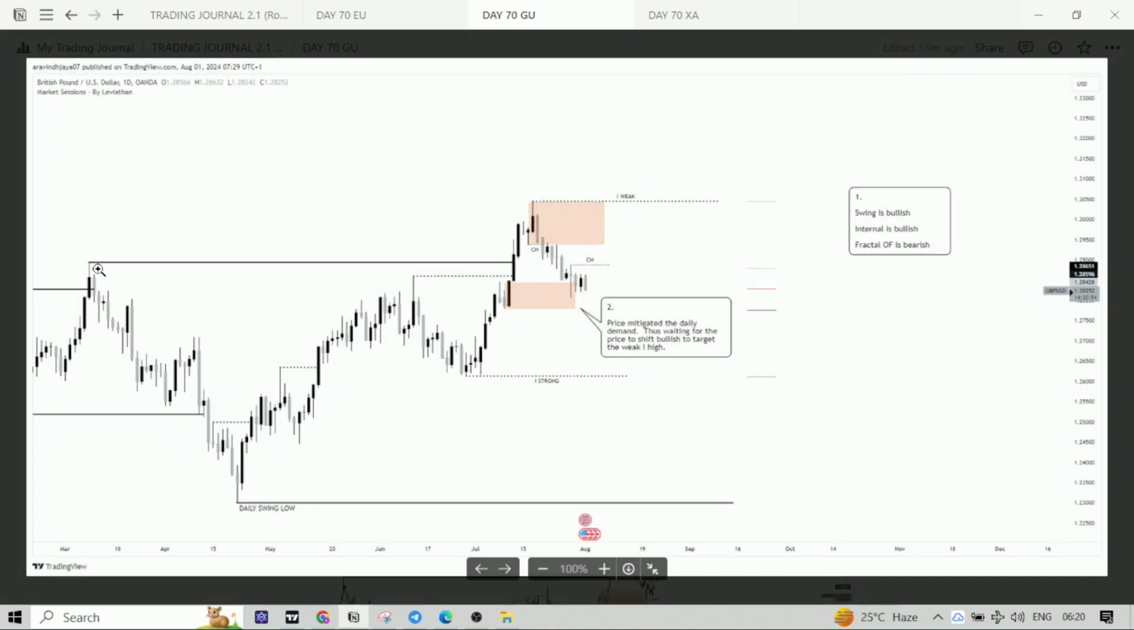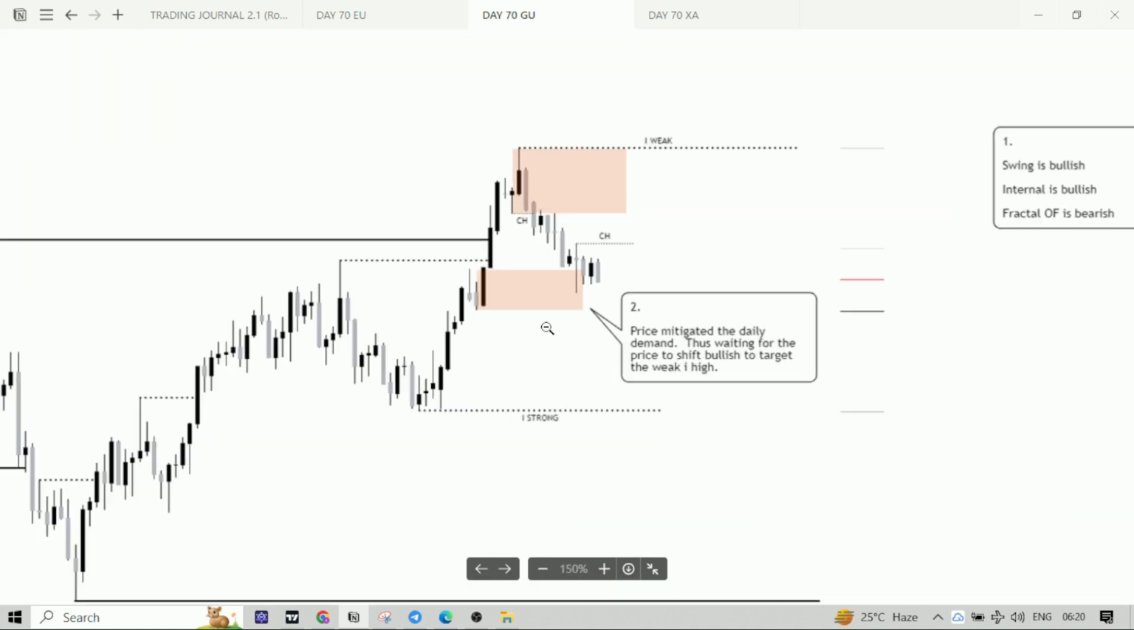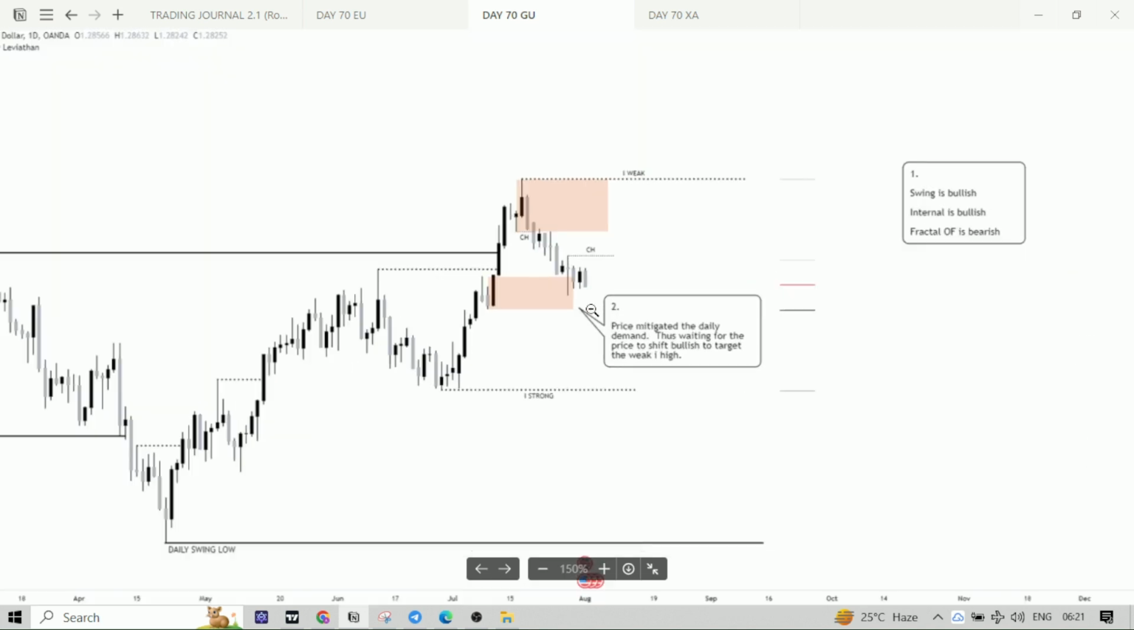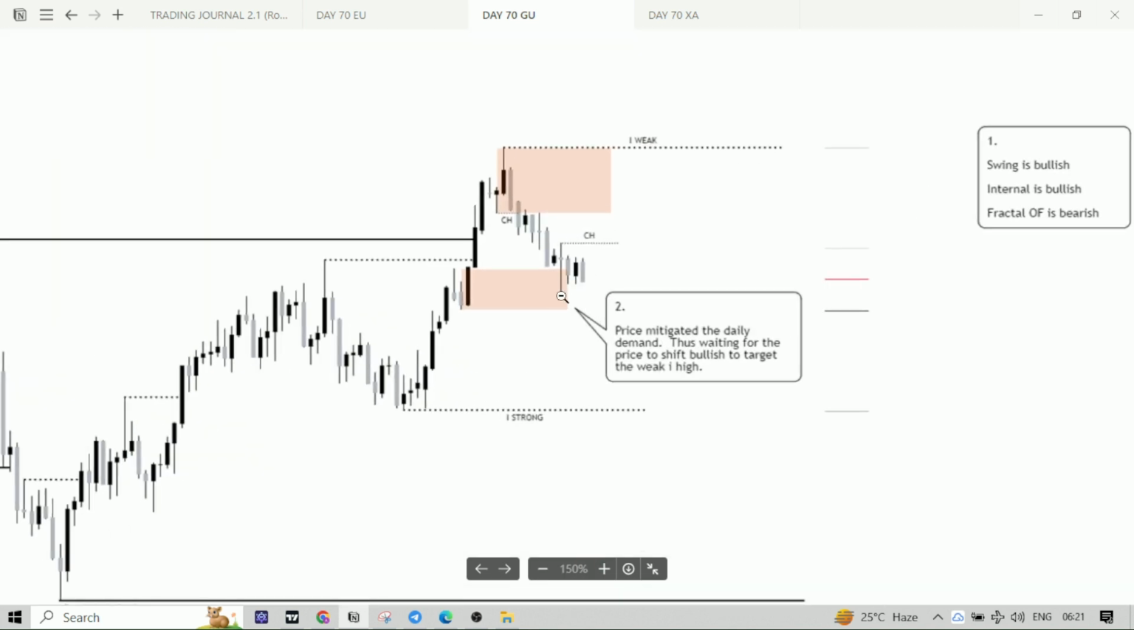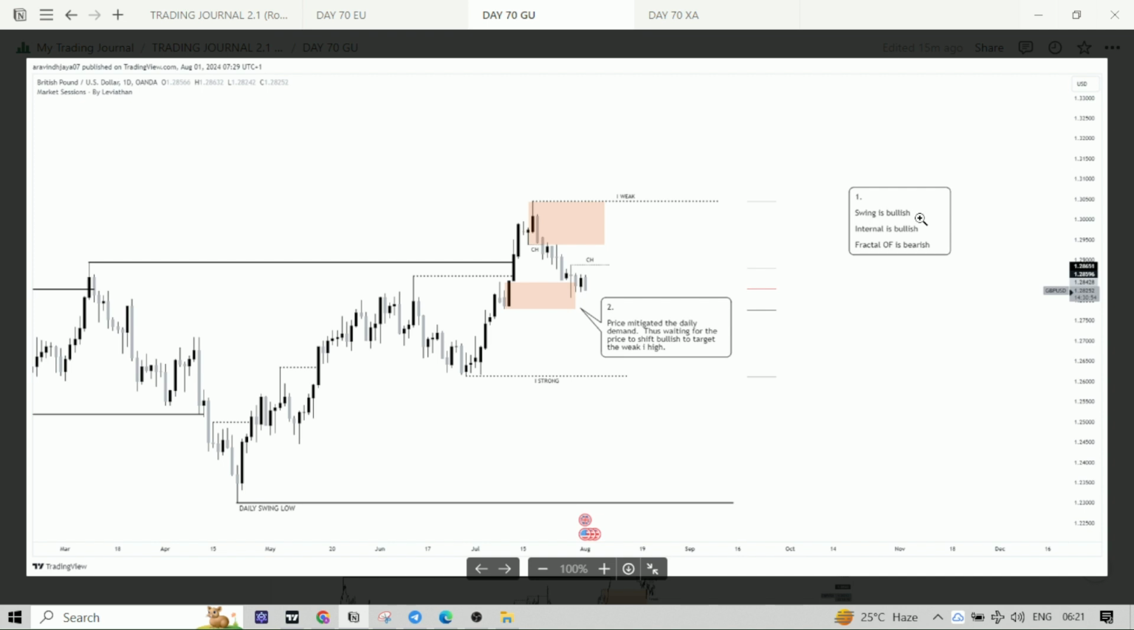So this is daily. The swing structure is bullish and the internal structure is also bullish. The fractal structure is bearish. I was expecting the price to, price made a strong rejection of this demand. So maybe there could be a bullish chop, or price could take out this low and make a failure reaction of it. So it is still in the consolidation. So swing is bullish, internal is bullish, fractal order flow is bearish.